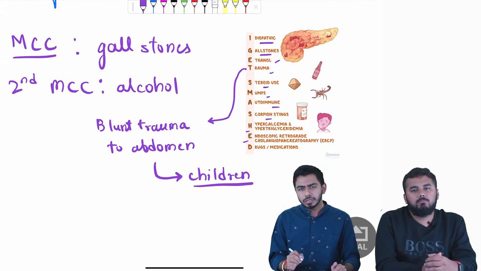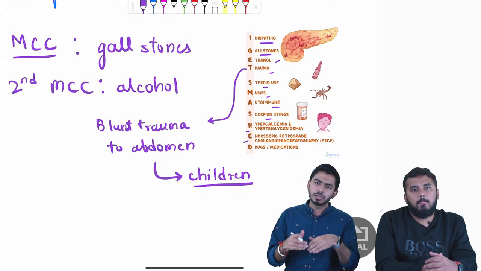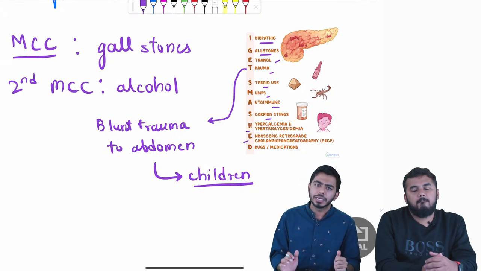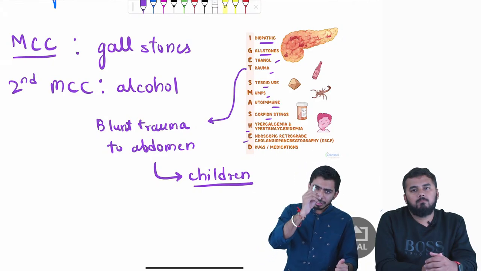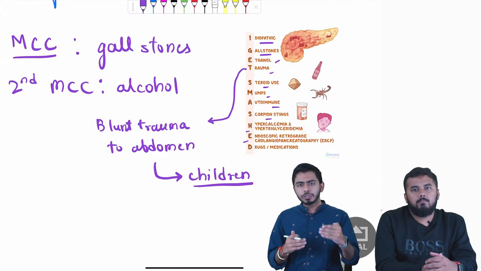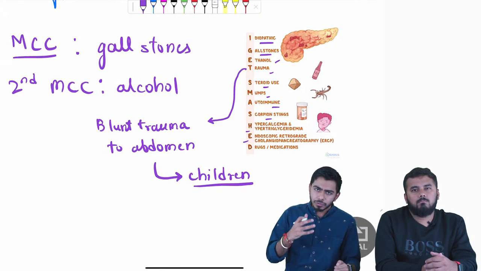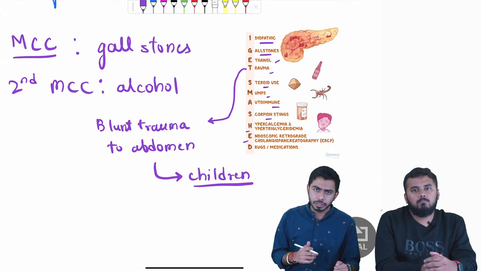However, we use ERCP as a diagnostic modality, and even for the treatment of stones in the CBD we use ERCP. But if repeated use of ERCP is done for a particular patient, then it can itself cause acute pancreatitis.